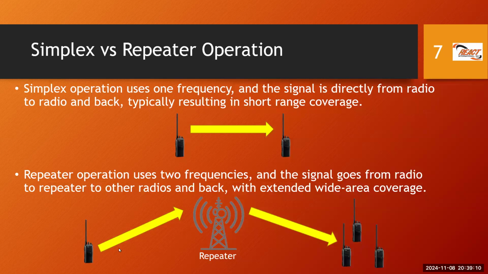Repeater operation, on the other hand, actually uses a pair of frequencies, and it uses them in this way. The person who wishes to transmit presses their push to talk and speaks into the microphone, and it emanates a radio frequency wave. We're in repeater mode, so it goes on one frequency to the repeater. Repeaters tend to be up on a mountain top, a hill, or a tall pole or mast, so they tend to have good line of sight. It will receive that transmission from the radio.